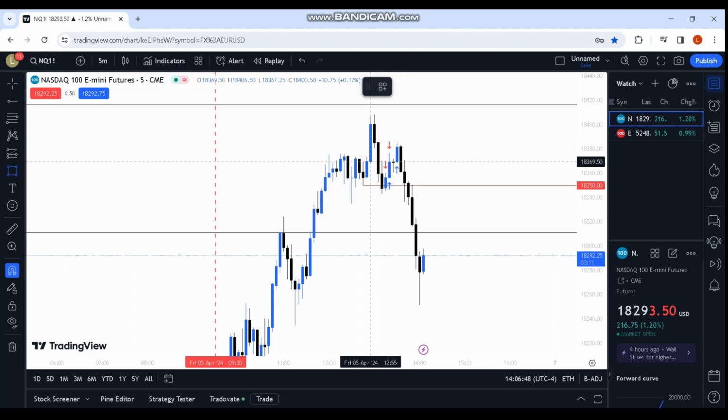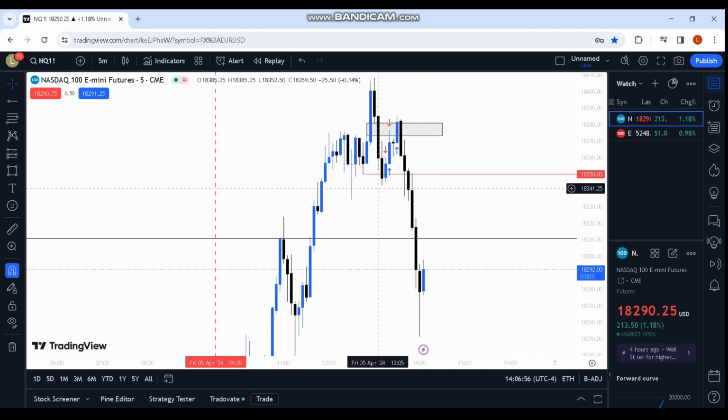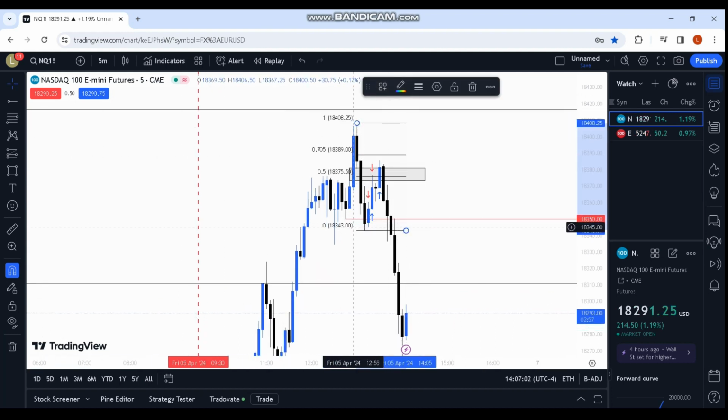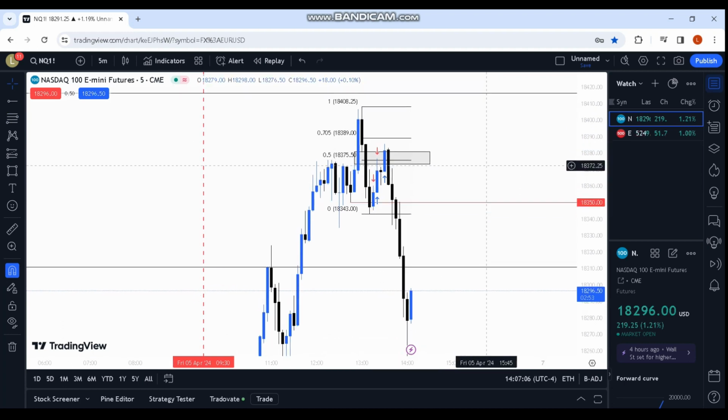So I looked at this inverse fair value gap, right? After the breaker structure, I saw this inverse fair value gap right here. And this was my original thing where I wanted price to retrace to, because that was also above the 50% mark from this high to this low. It was above the 50% mark, so I wanted to be safe with it, right?